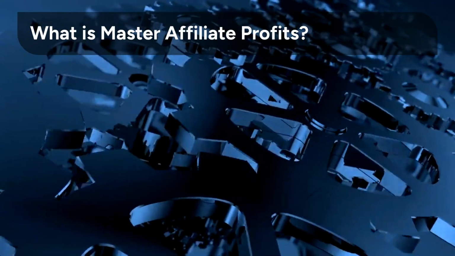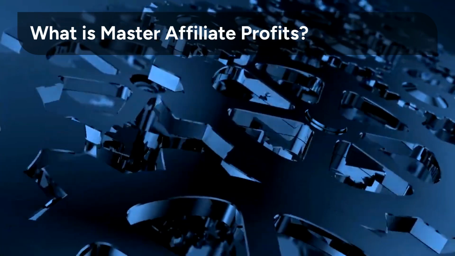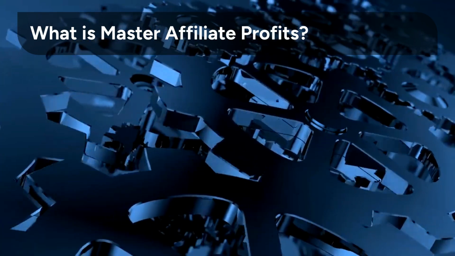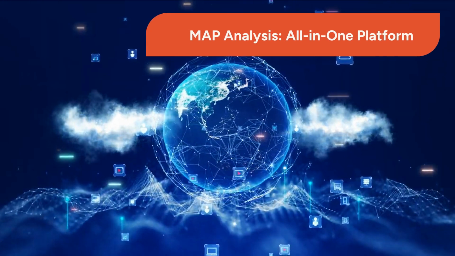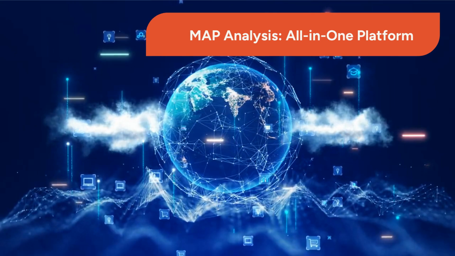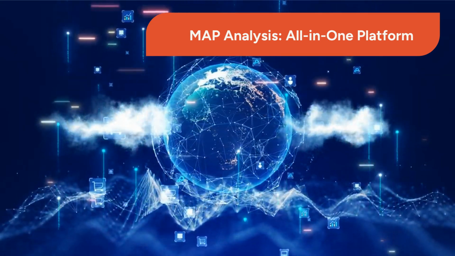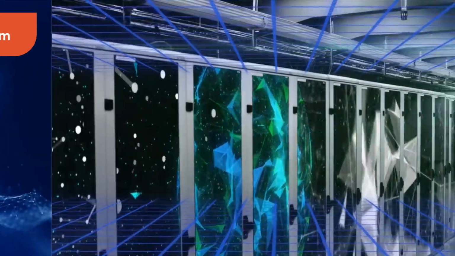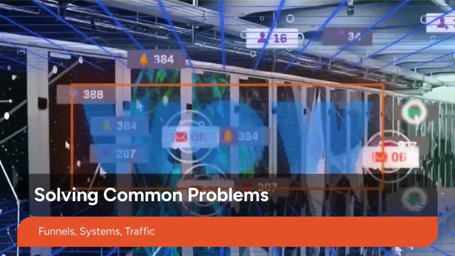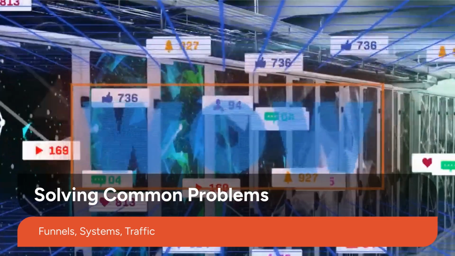MAP is a complete all-in-one platform simplifying affiliate marketing with a perpetual marketing system. Our MAP analysis reveals a done-for-you all-in-one platform designed for a streamlined, low-hurdles, high-tech approach to affiliate marketing. MAP tackles common challenges like complex funnels, disjointed systems, and inconsistent traffic generation.